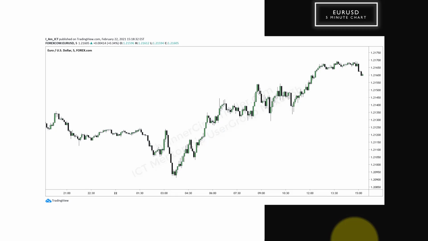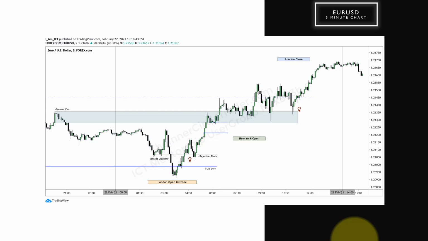Okay, we're looking at the euro dollar. This is our 5-minute chart. And this high, I don't have more of the data showing over here, but you can obviously find this in your chart on TradingView. This is a 15-minute breaker. I'm using the last up close candle here on the 5-minute chart prior to the decline.